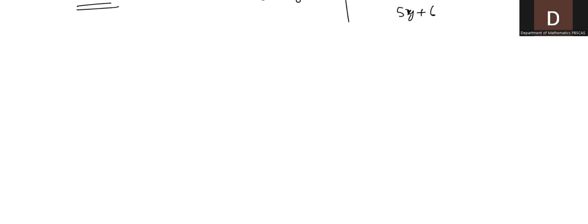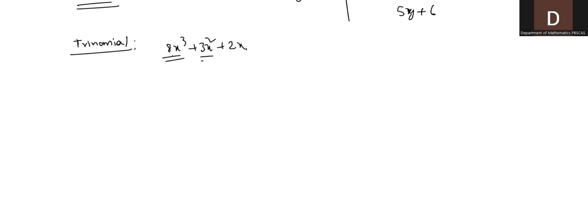And next, trinomial. A trinomial is an expression that has exactly three terms. For example, 8x cube plus 3x square plus 2x. So 8x cube is one term, then the second term, and this is the third term. And one more example, 6x power 4 plus 2x square plus x. So this is also called a trinomial.